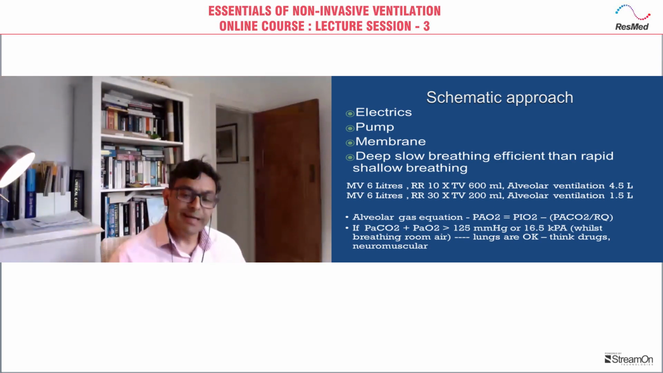The other thing I wanted to highlight is that if you look at arterial blood gas, particularly a blood gas that is done on air, and this is important, it has to be done on air, and the sum of PaCO2 and PaO2 is more than 125 mmHg breathing room air, then that would suggest that the lungs are okay. For example, your PO2 is 70 and CO2 is 65, that would give a sum of 135 mmHg. Now, if that is happening, then it's unlikely that they would have interstitial lung disease or COPD. It is more likely to be drugs or a neuromuscular condition which is causing reduced drive or reduced ventilation.